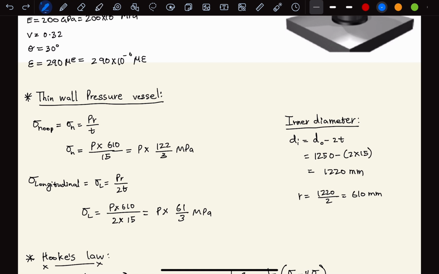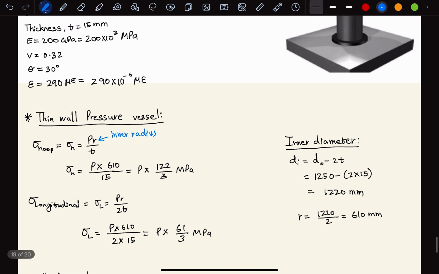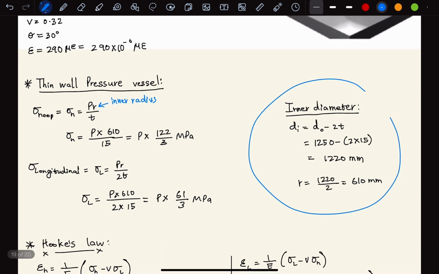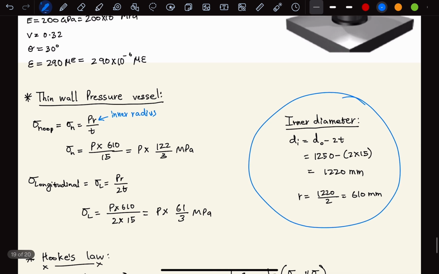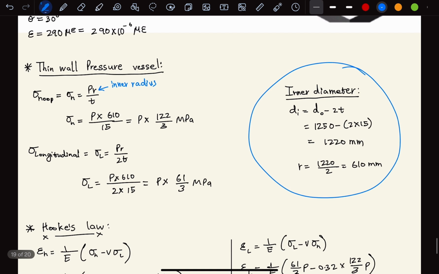So we know hoop stress is equal to PR by t, and the radius that is being used here is the inner radius, and in the question we have the outer radius. So to determine the inner radius, we will be using this formula: the diameter of the inside is equal to the diameter of the outside minus 2 times the thickness, because it's a cylindrical tank that has two sides, so 2 times 15, and that will give the diameter of the inner circle as 1220 millimeter. And then we can determine the radius by dividing it by 2 and we will get 610 millimeter.